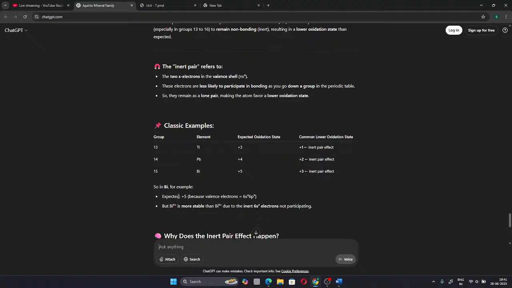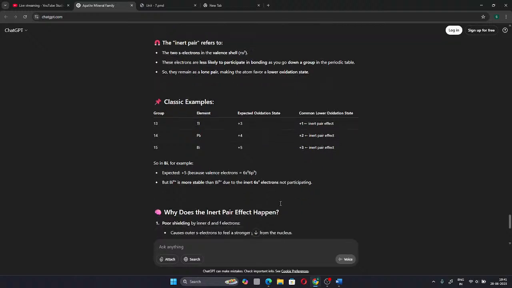So in bismuth, for example, the +5 state: valence electron is 6s2 and 6p3, total of 5 valence electrons. This +5 is not possible, because the 6s2 is not participating.